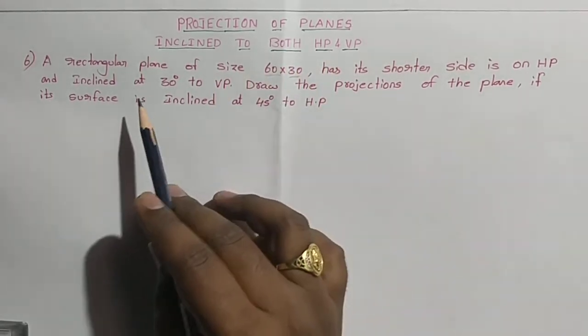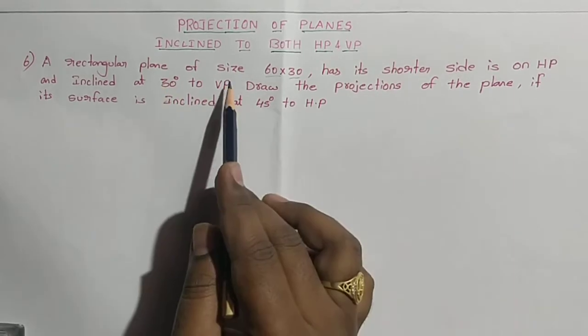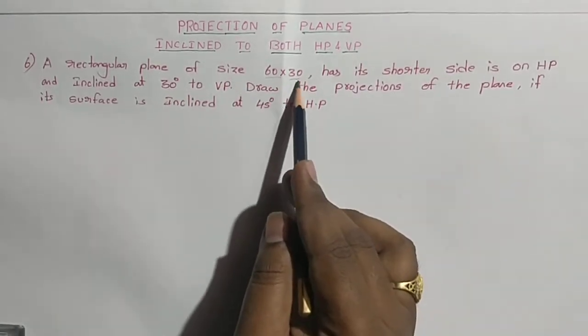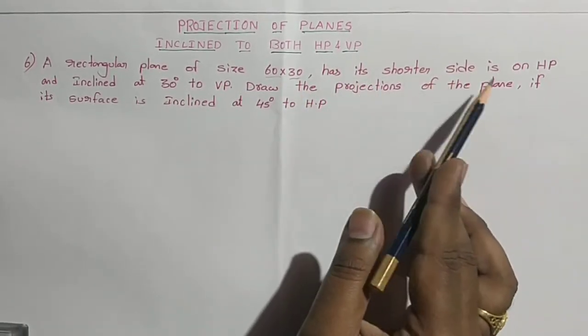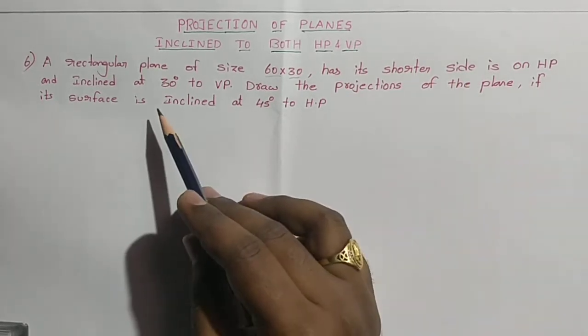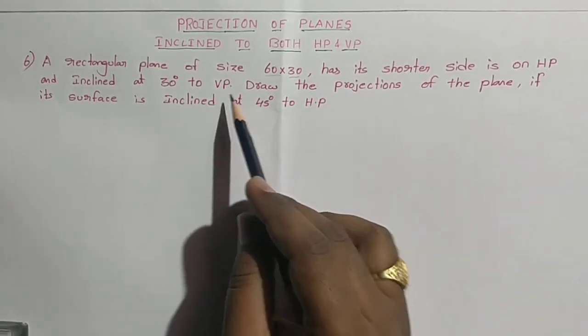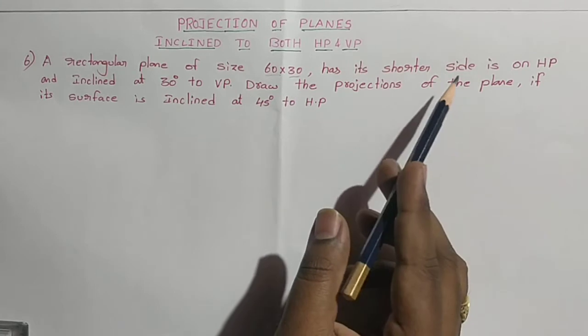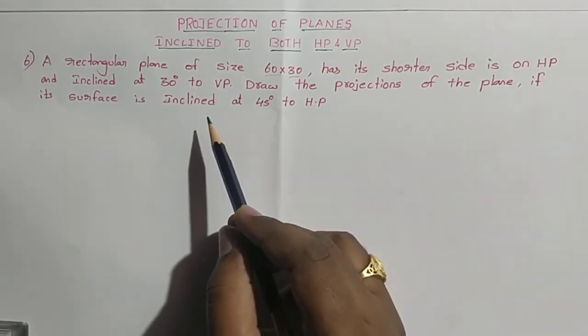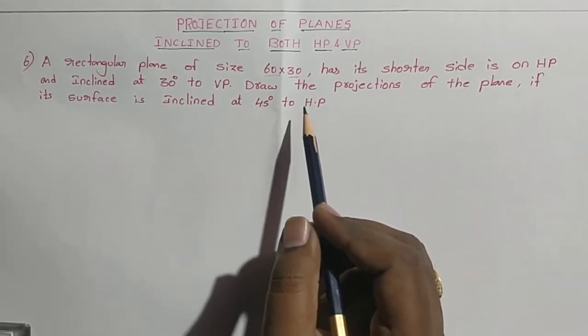Okay, the problem given that a rectangular plane of size 60 by 30 has its shorter side on HP and inclined at 30 degrees to VP. Okay, next draw the projections of the plane if the surface is inclined at 45 degrees to HP.